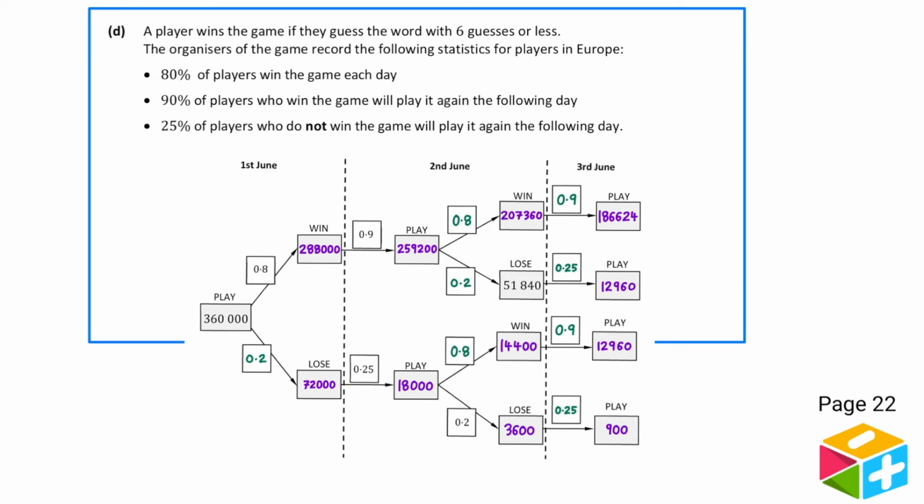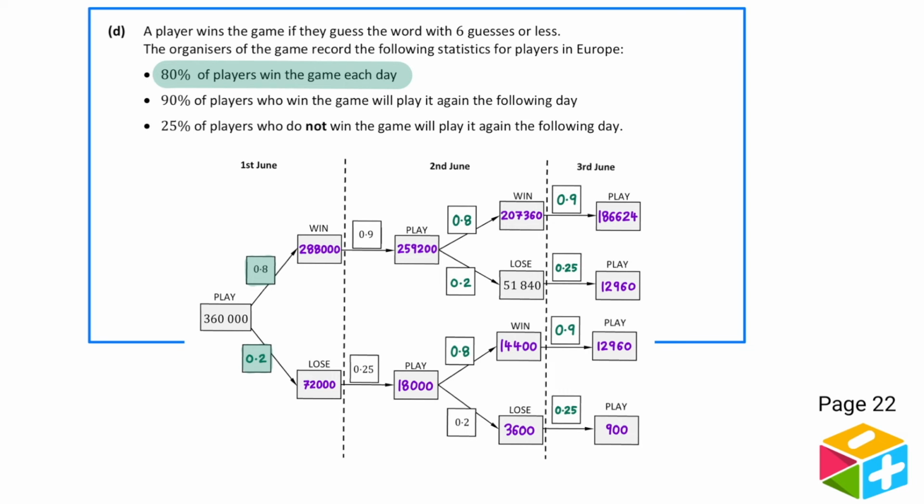We are told that 80% of players win the game each day, which as a decimal is 0.8. That's why we have a probability of 0.8 leading to the win box. Well, if 80% of the players win, then the remaining 20% of players will lose. As a decimal, that's 0.2. So we can write the probability 0.2 on the branch to the lose box.